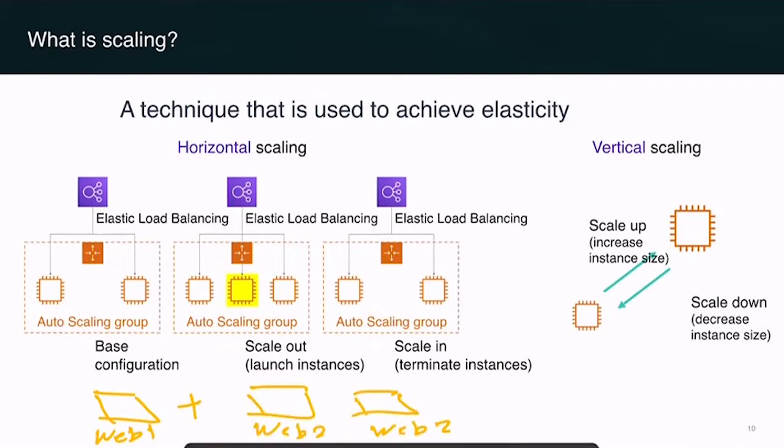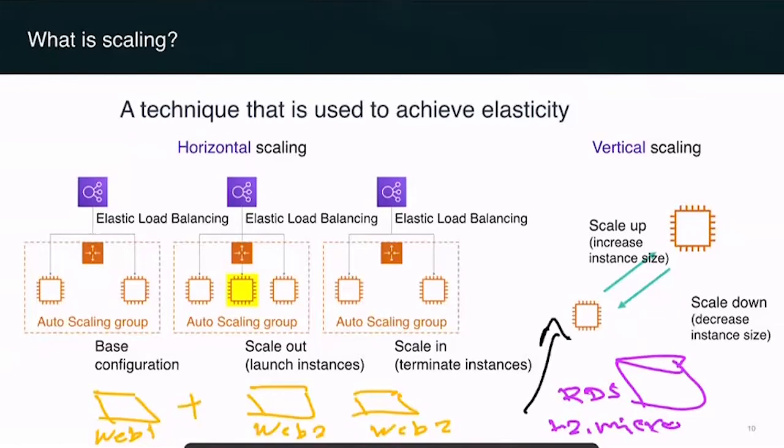With vertical scaling, and this is a very famous approach with relational database systems, you have, for example, an RDS instance with T2 micro, and you want to scale it up and increase the capacity in terms of CPU, RAM, or even disk space. You want to scale it vertically, and you want to change it from T2 micro to, for example, T2 small. If T2 small is not enough, you are also able to increase it vertically all the way to T2 xlarge or T2 2xlarge.